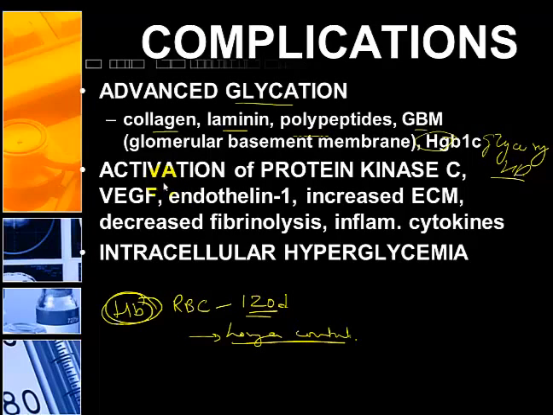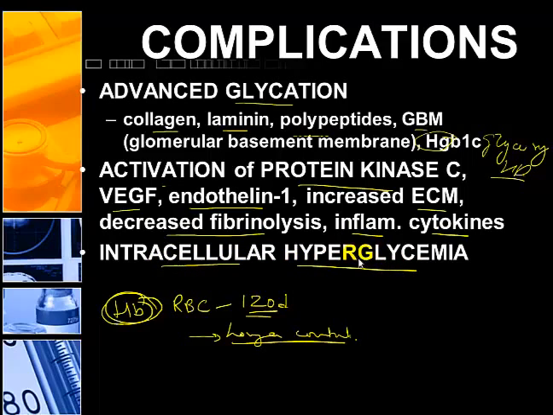It is also going to activate protein kinase C, and is going to activate VEGF, endothelin 1. It is going to produce increased amount of extracellular matrix. It will cause decreased fibrinolysis, will lead to inflammation, will lead to production of cytokines. All these things are going to cause a lot of damage inside the blood vessels. Plus, it also causes increased amount of intracellular glucose.